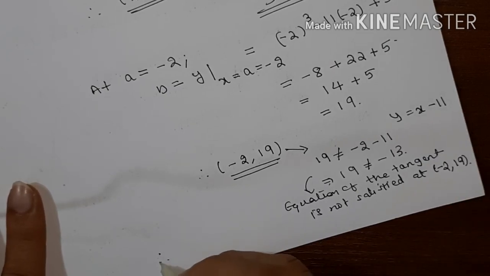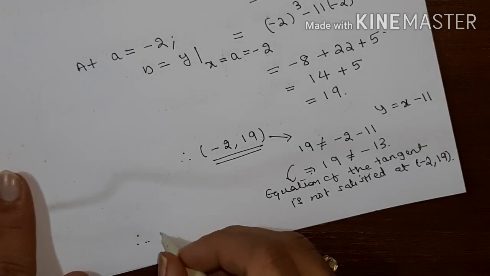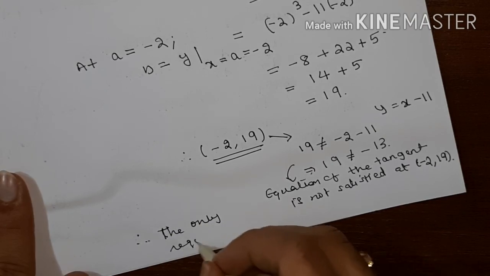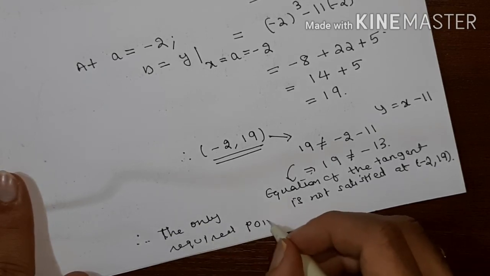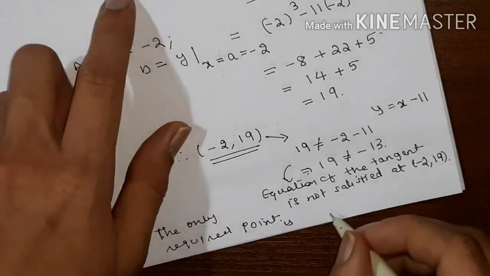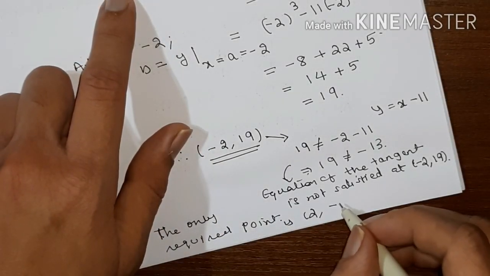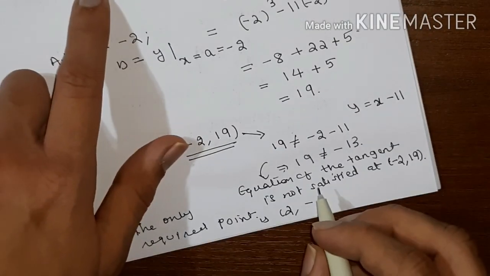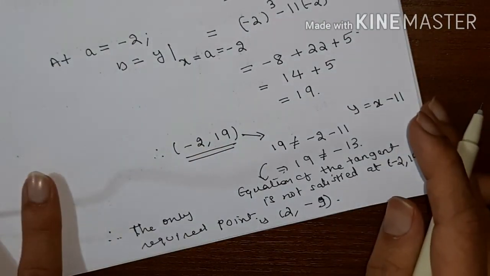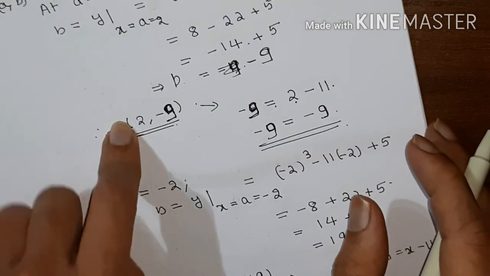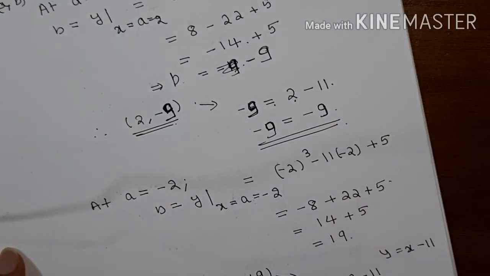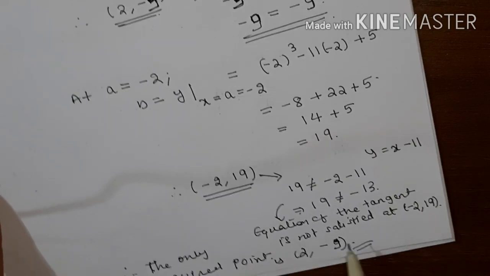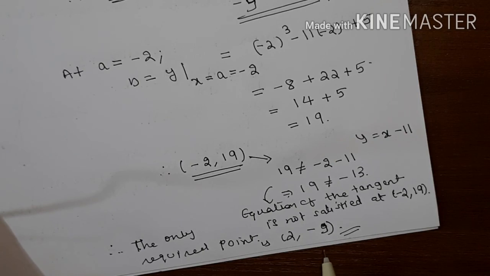Therefore the only required point is (2, minus 9), because this satisfies the equation of the tangent and also the equation of the curve. So the answer is that the only required point is (2, minus 9).